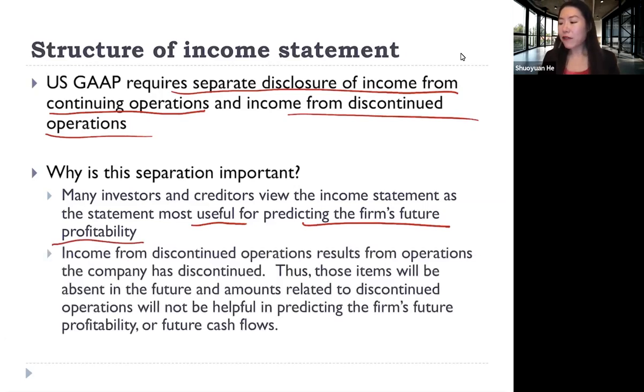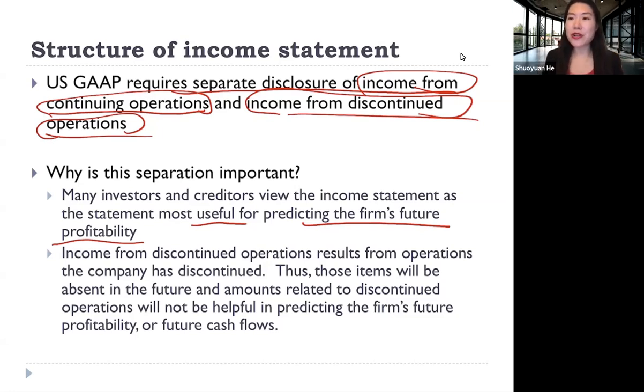And for income from continuing operations and income from discontinued operations, do you think those two pieces of information are of the same value for investors in predicting the firm's future cash flow? Are they of the same usefulness for investors? No. Which one is more useful? That's income from continuing operations, right?